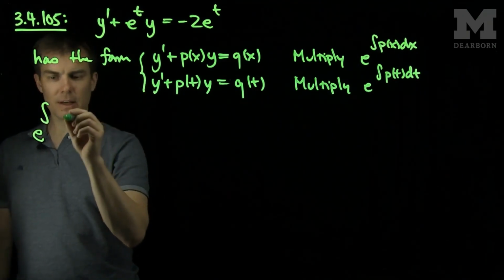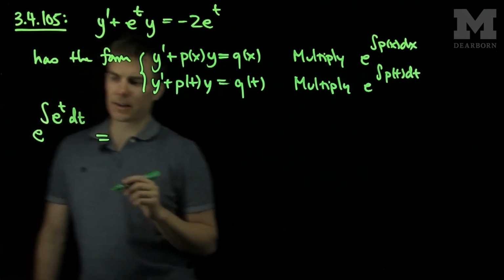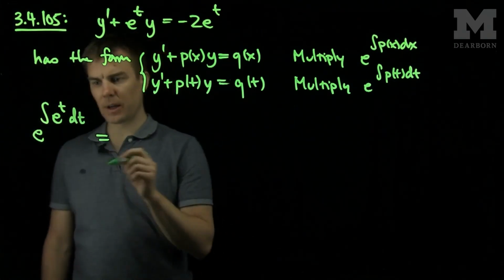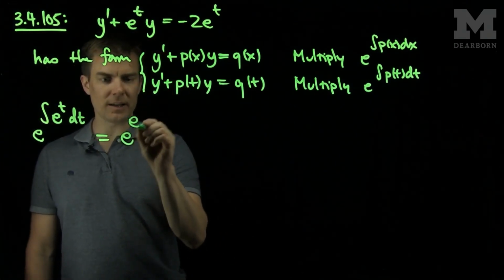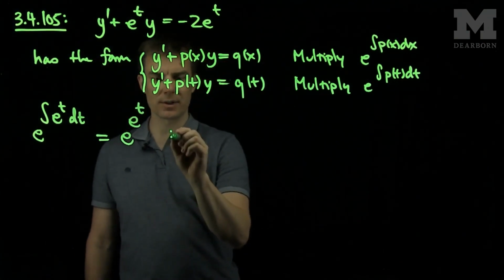My p of t is e to the t dt. An antiderivative of e to the t is just going to be e to the t. So my integrating factor is e to the t. So we're going to multiply this to both sides of the equation.